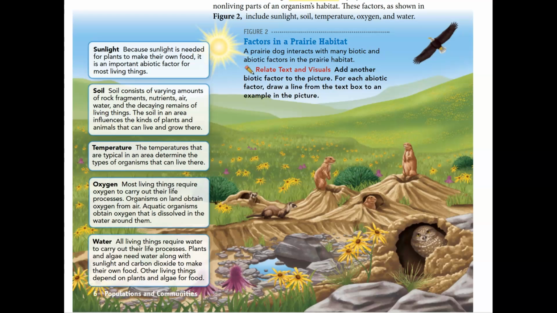The question asks to add another biotic factor to the picture, and then draw a line from each abiotic factor in the text box to an example in the picture. There is a worksheet question going alongside with this.